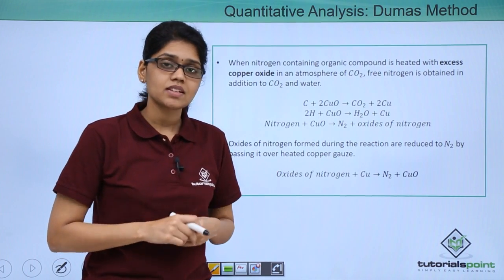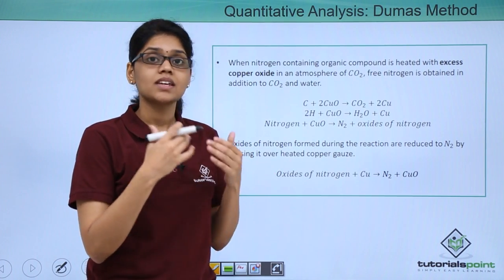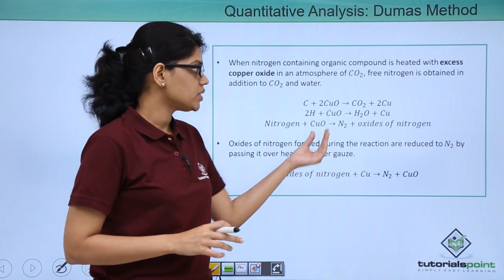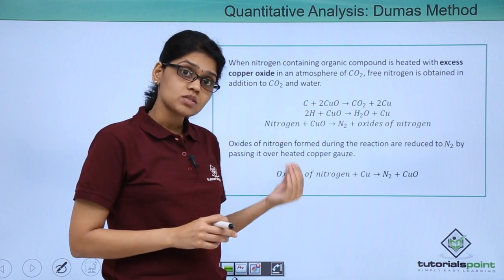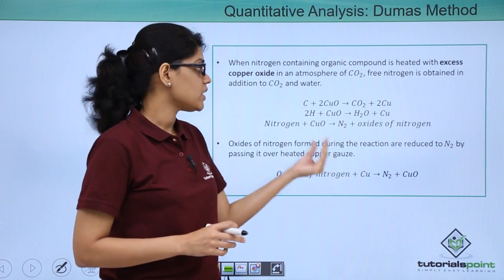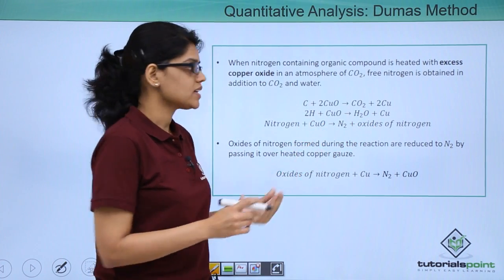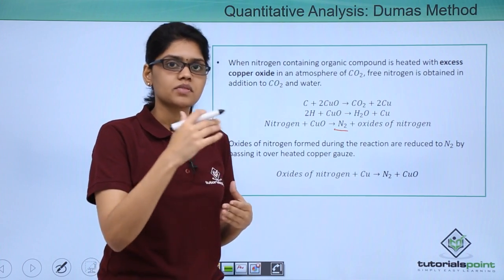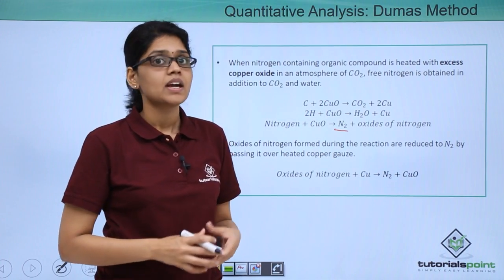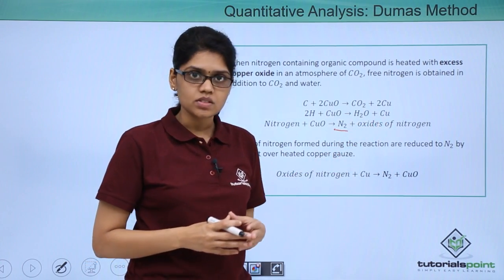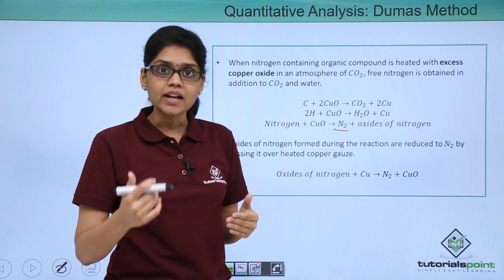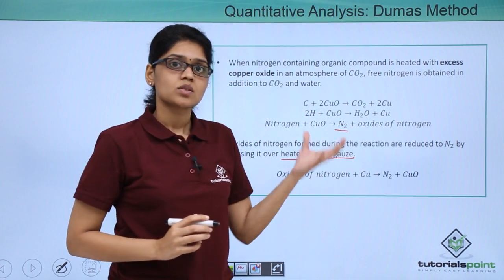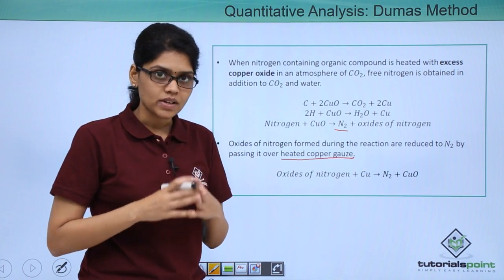We have studied previously that when an organic compound is heated with copper oxide, the carbon gets converted to carbon dioxide, hydrogen gets converted to water, and nitrogen gets converted to N2, and sometimes traces of oxides of nitrogen are formed as well. In that case, we convert them back to dinitrogen by passing them through heated copper gauze. So this is what happens in a typical Dumas method.